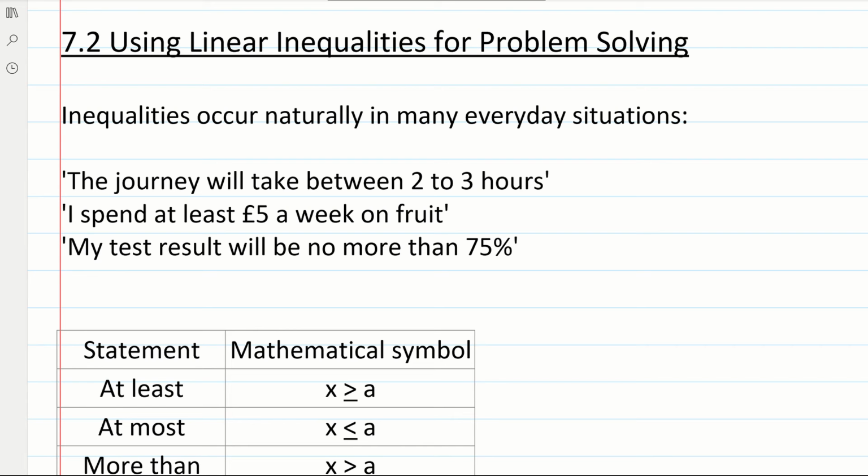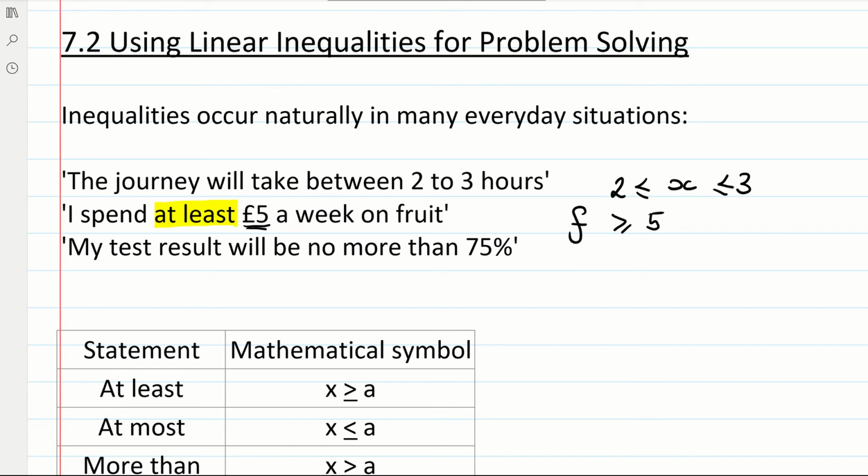And I've put 3 different statements. The journey will take between 2 to 3 hours. This can be written, if x is the journey, it's going to take anything more than or equal to 2 and less than or equal to 3. So that's an inequality. I spent at least £5 a week on fruit. At least means I could have spent more than £5, but at least equal to. So fruit is bigger than or equal to 5.